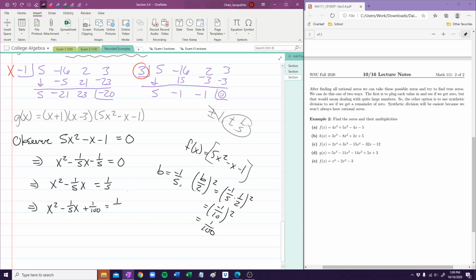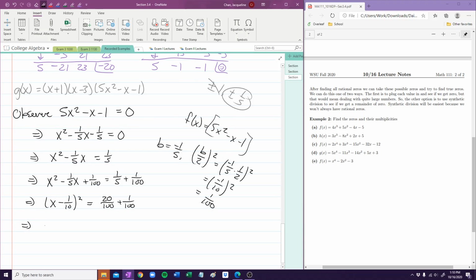I'm going to keep my equation equal, or balanced. And this 1/5 plus 1/100. Okay, so this is going to be the x plus b over 2. In this case, b over 2 is -1/10, so this is x minus 1/10, quantity squared. 1/5 plus 1/100, so I'm going to do 20 over 100 plus 1/100. Okay, so this is x, okay, I won't skip steps. This is equal to 21 over 100.